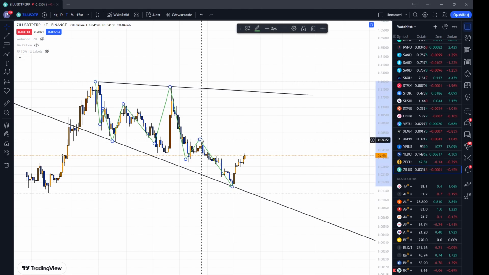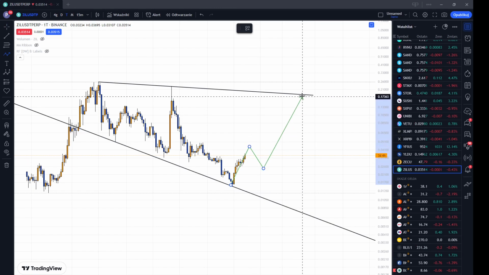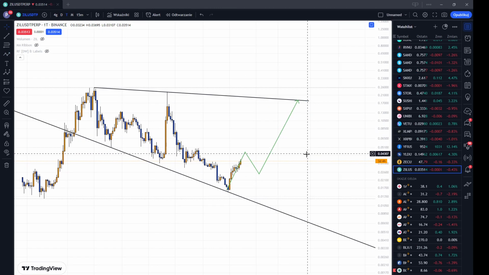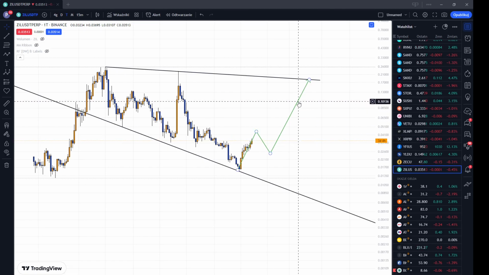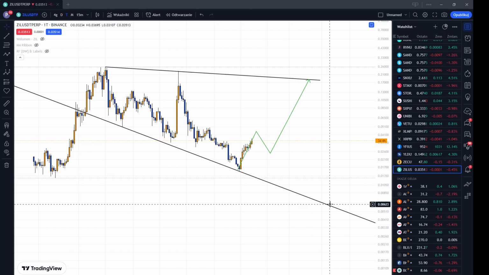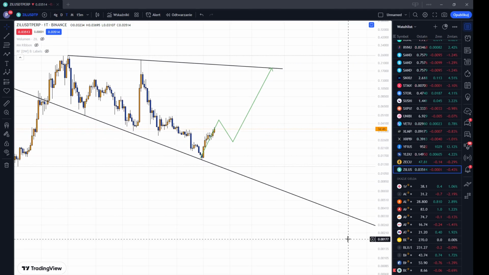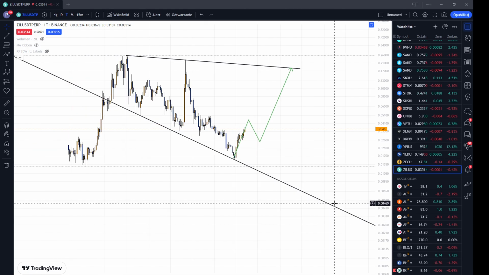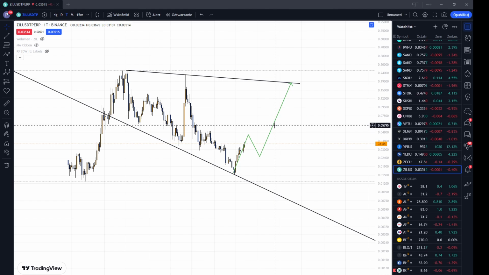So what I would want to see here is really this kind of move. That would be something that I could understand. Then a drop down here, then a correction up, and then another wave down. So that would bring it nearly to 0. That's why it's called ZIL, I think.